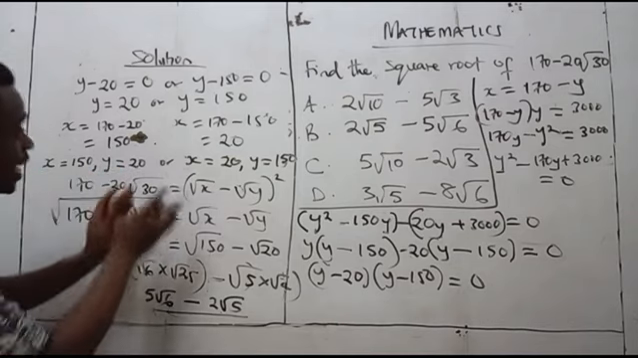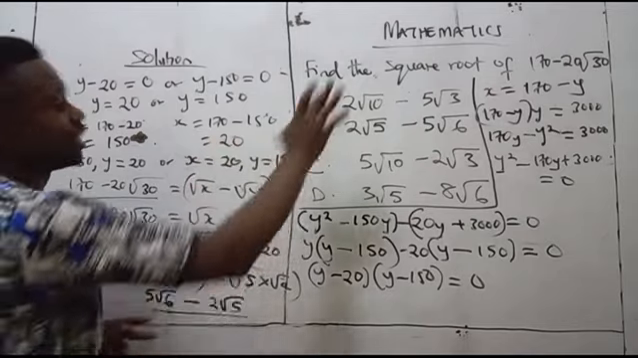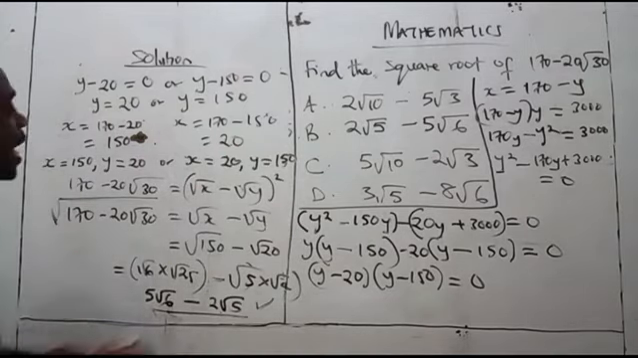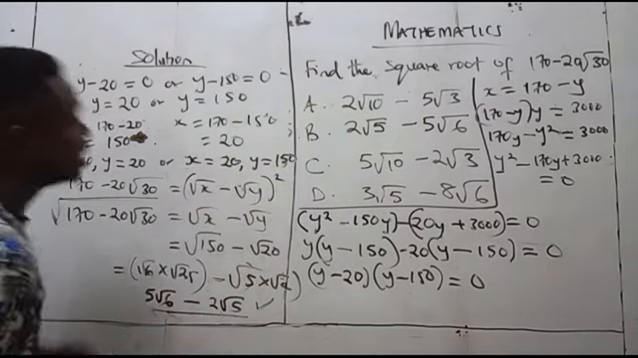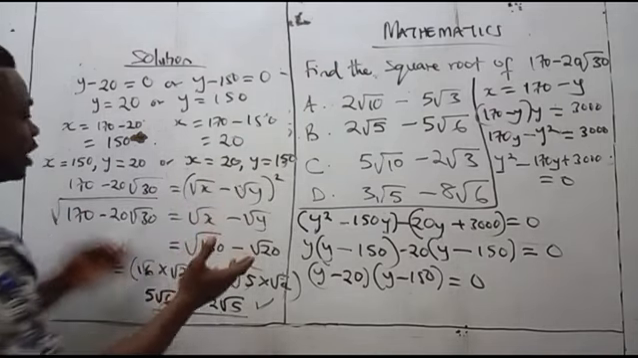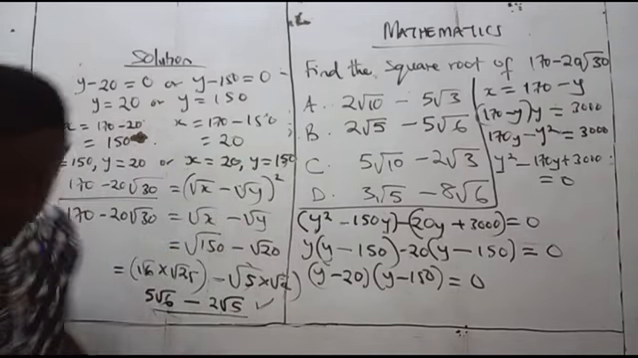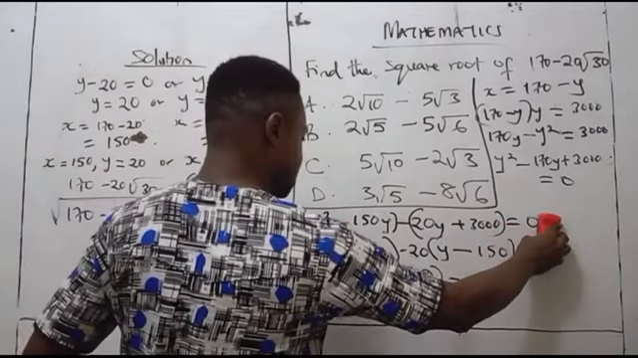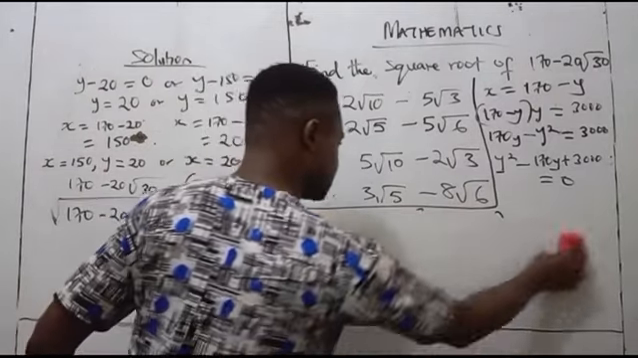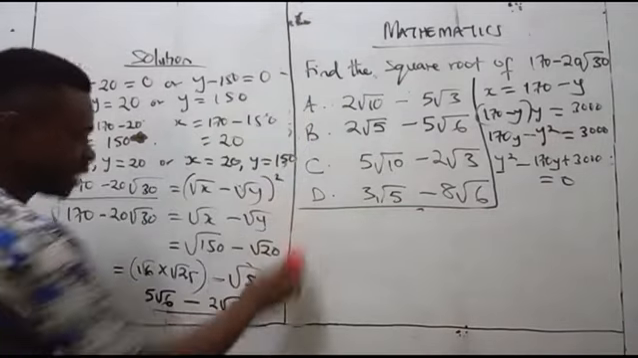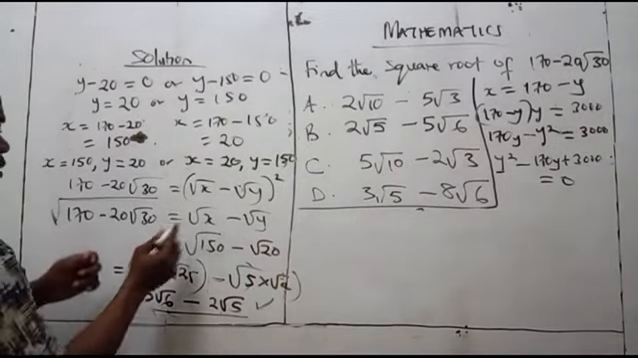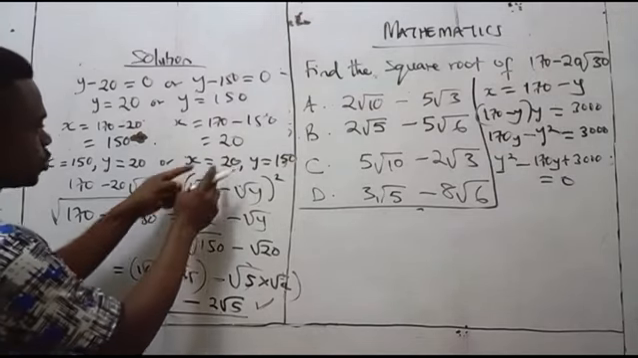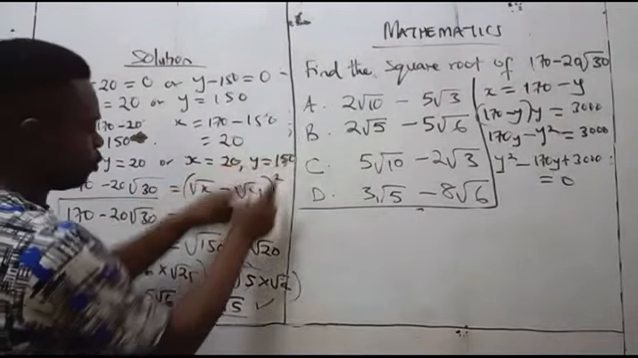I want to also solve for when x is 20 and y is 150 before looking at the options. Let's see how we go. Let's check when x is 20 and y is 150. Will it give us something? Let's confirm. So I will clean up here. Any place you see root x we put 20, and any place you see y, we put 150.